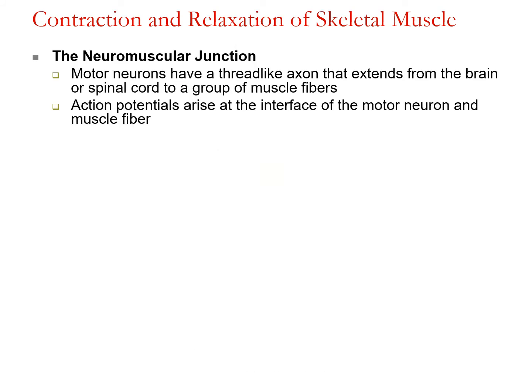Let's now move on to the concept of the neuromuscular junction. So as the name implies, this is the area within the muscle cells where the axon terminals from your somatic motor neuron extend to and lie across from the sarcolemma of our muscle cells. Action potentials arise along the somatic motor neuron and then lead to signal transmission to the sarcolemma of the muscle fiber.